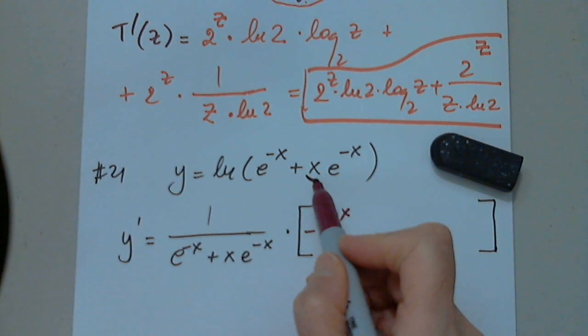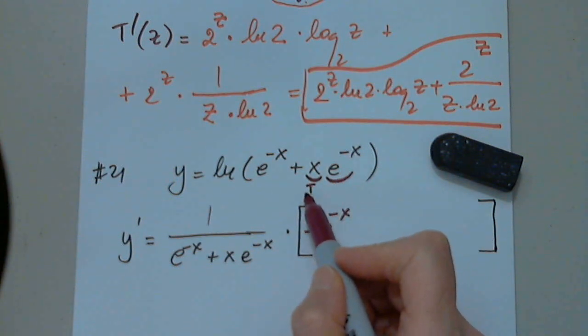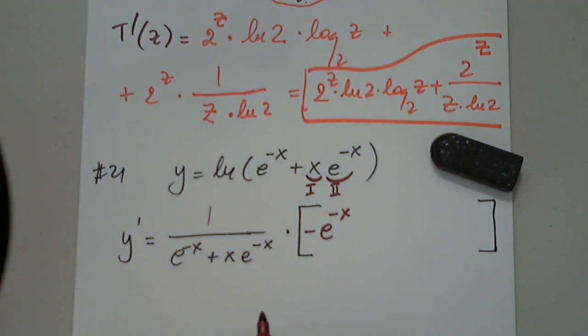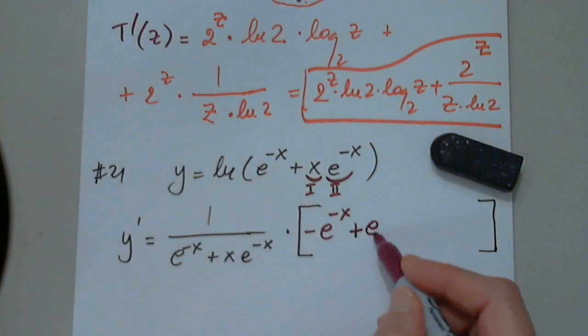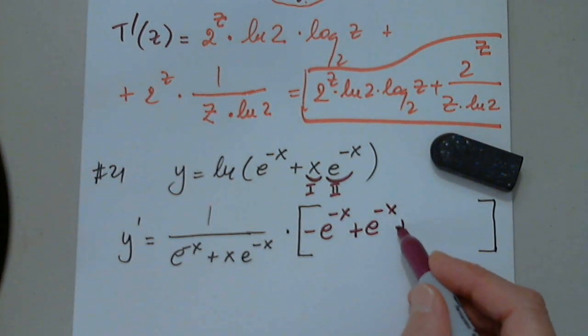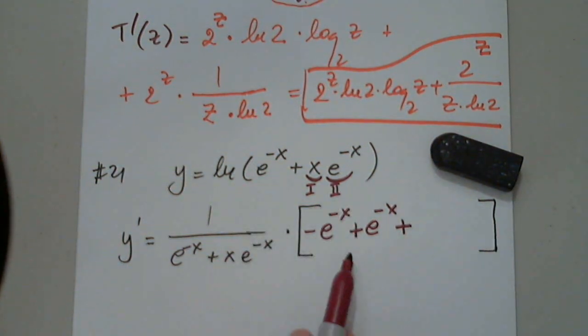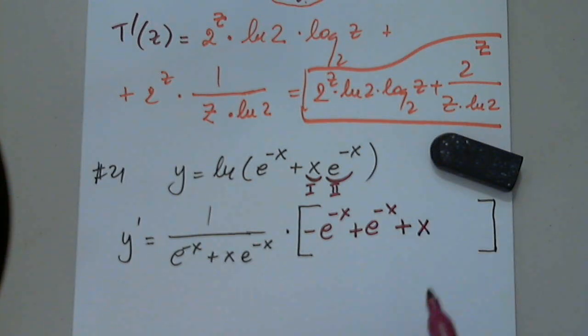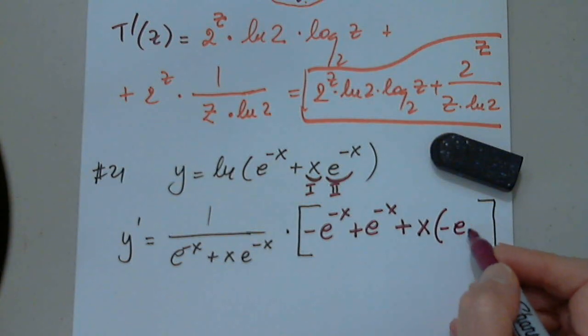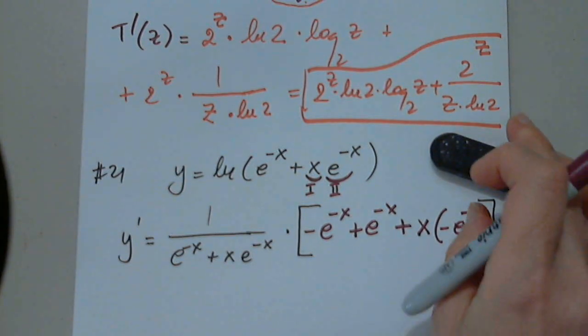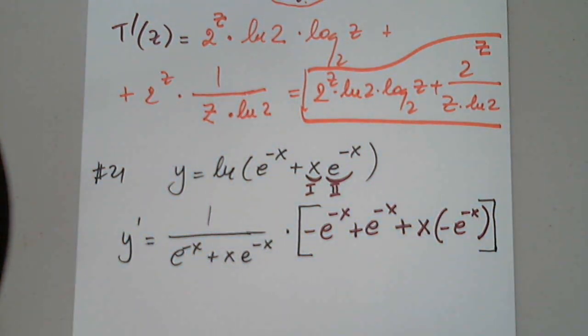Now here I have to be very careful. Function 1, function 2. Function 1 prime is 1, so 1 times the second one plus the first one times the second one prime. But you already told me what it is, so I'm going to write it negative e to negative x. Let's stop for a moment and see if you have any questions. Is this okay? Everyone?